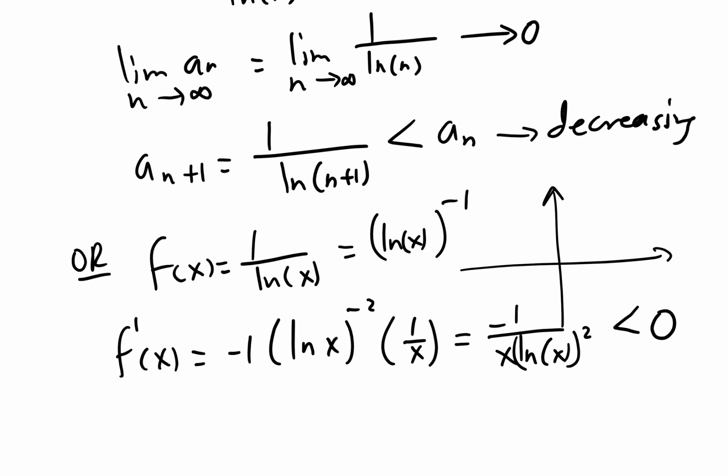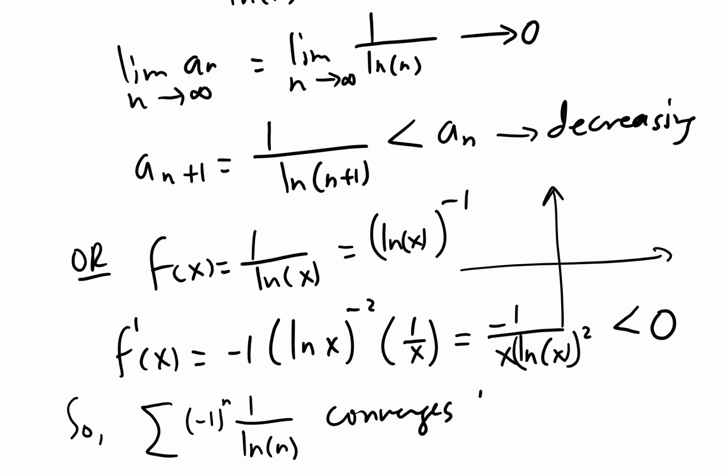So since the two conditions of the AST are met, then we can say that this series converges. So we can say the given series, negative 1 to the n, 1 over natural log of n, converges by AST.